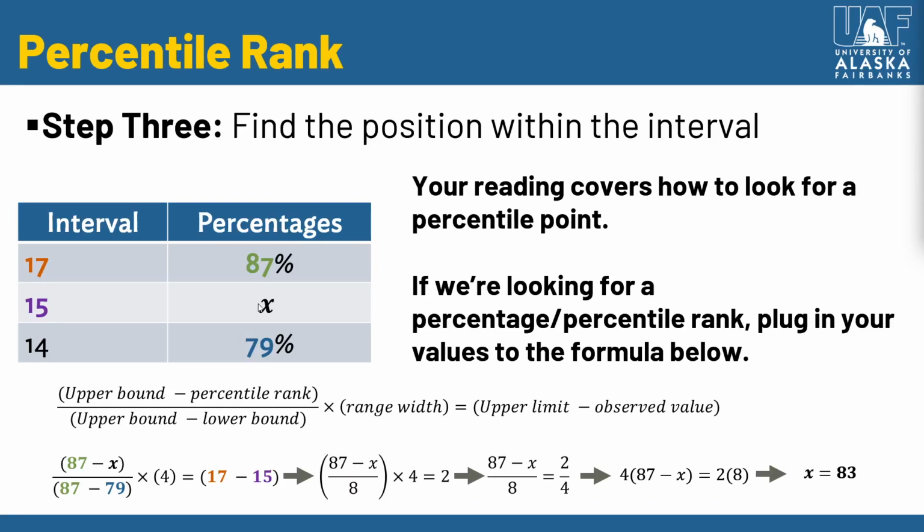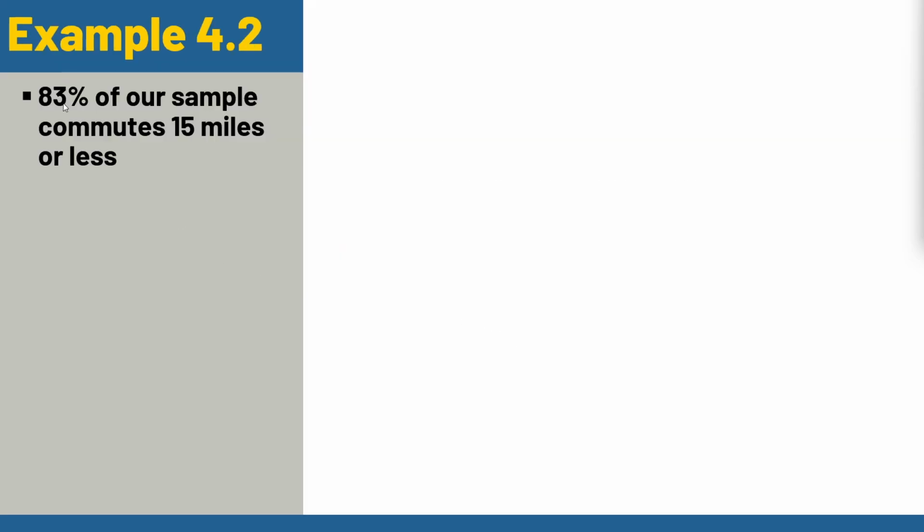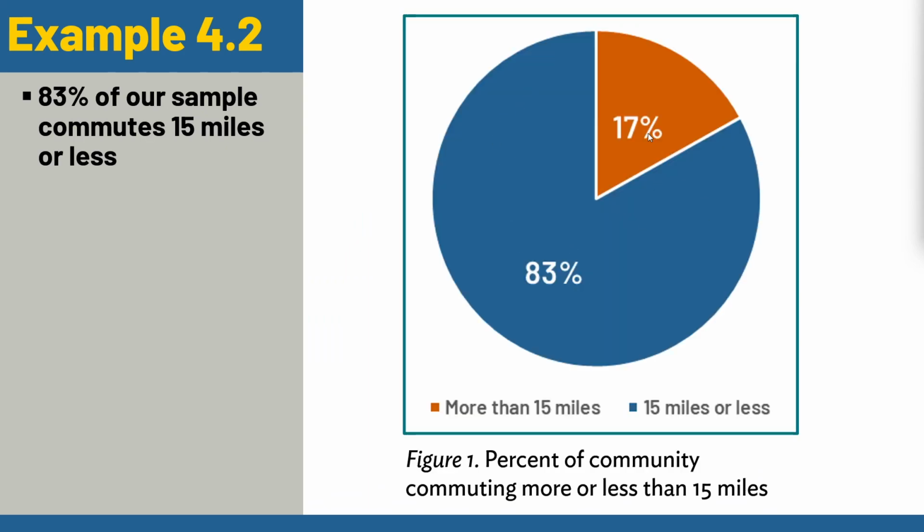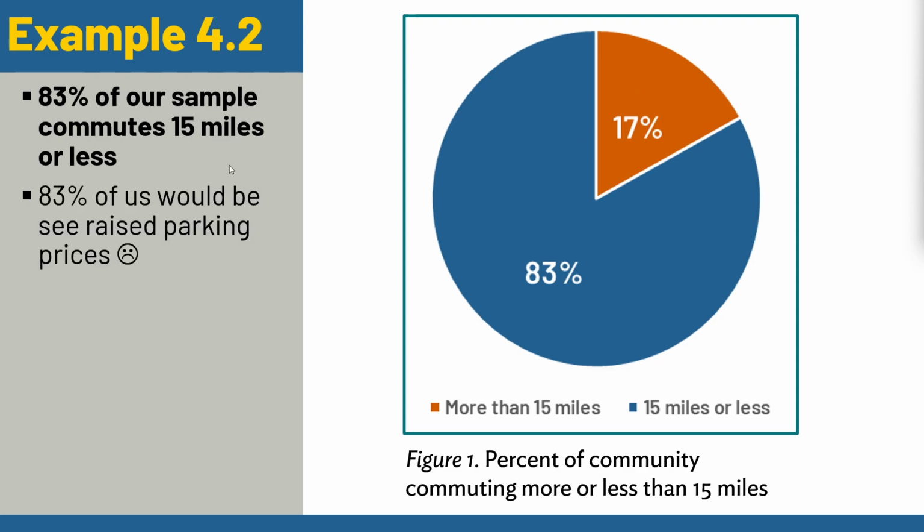In other words, 83% is the number: 83% of our sample commutes 15 miles or less. To put that in a pie chart, this is what we see. So we were pretty close in our first interpretation of the pie chart. 83% commute 15 miles or less, and only 17% commuted more than 15 miles. So in this hypothetical example, 83% of us would see raised parking prices because we commute 15 miles or less, which is very sad news because we don't want to pay more money. 17% of us would not, which is maybe good news, maybe just kind of whatever.